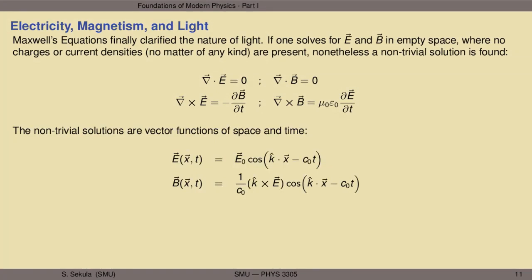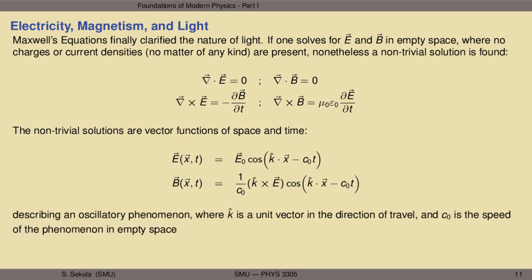And the non-trivial solutions are vector functions of space and time. And this is what they look like. The electric field and the magnetic field as a function of space and time that also satisfy these 4 equations are these time and space varying functions over here. They're cosinusoidal, and they can all be written in terms of the electric field. They describe some kind of oscillatory phenomenon. Oscillatory phenomena, like waves, are things you should have learned about in an introductory mechanics class.